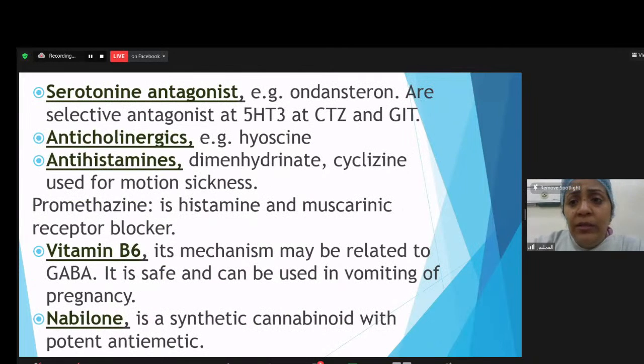Serotonin antagonists, these are the magical antiemetic agents. We always... the citron family.